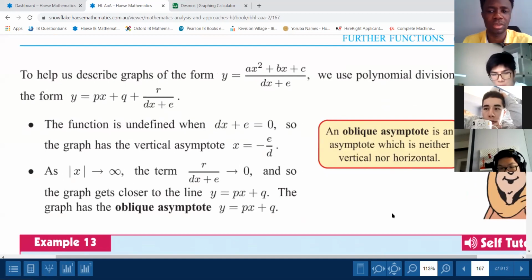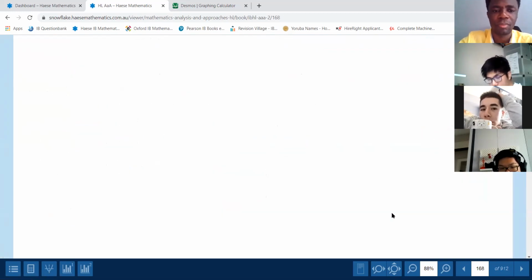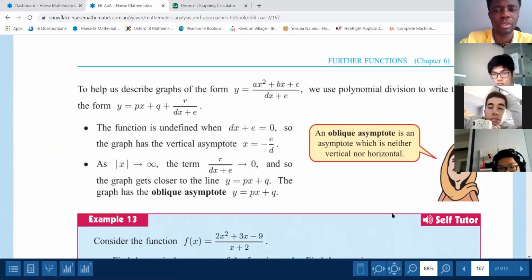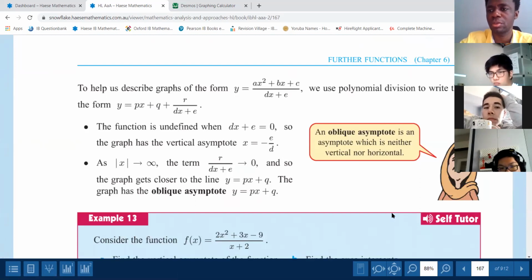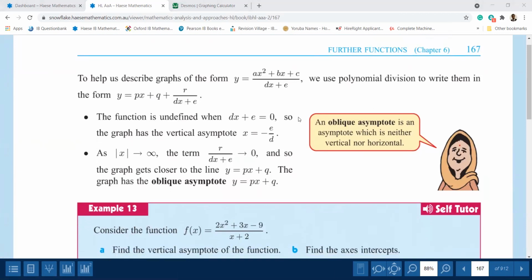So this is it. So you see, we call it oblique or slant asymptote. Okay, can you see the top? So this is the question I just asked you. To help describe this graph, we use polynomial division to write it in this form. So that's the first step.